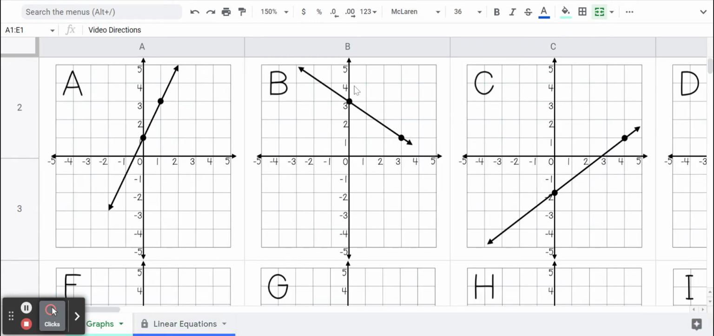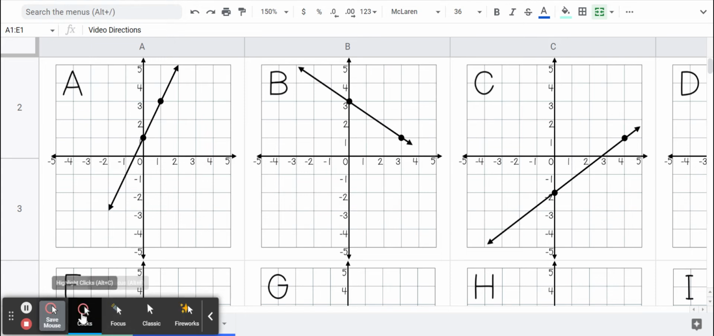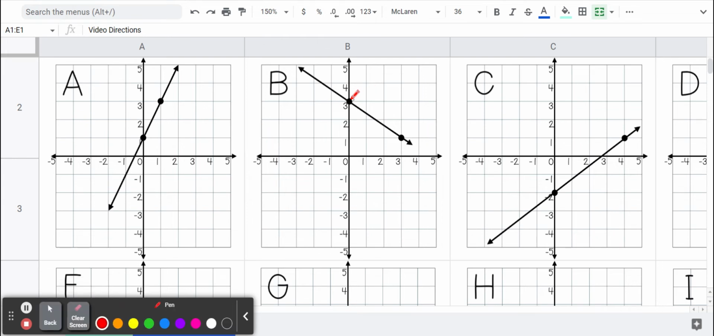Take a peek at another one. Let's do b. I'm trying to get back to here. Here we go. All right, so our y-intercept is at positive 3. Our slope, to get from one point to the next, this time we would go down 2 over 3. Down 2 over 3. We can't simplify this fraction. So negative 2/3 is the slope, and the y-intercept is 3.